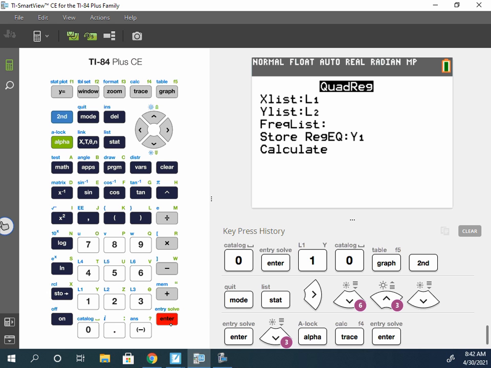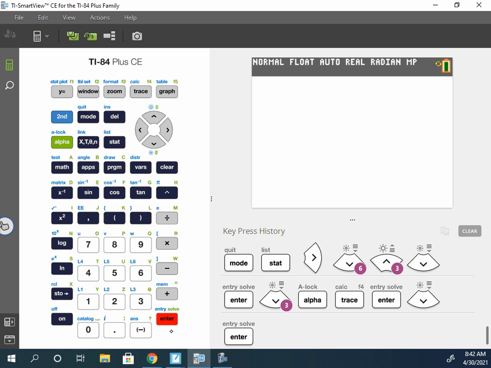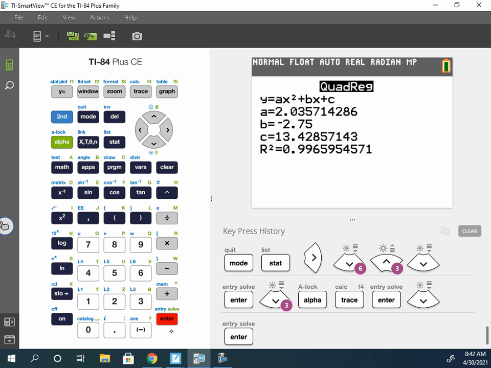What this is telling it is that, one, it's a quadratic equation. It's going to find out what the equation is for a, b, and c for our ax squared plus bx plus c. And then we said stored in Y1. So where we graph where it says Y1, it'll put the equation that it finds in Y1. Okay? Go down to the very bottom at calculate, tell it to calculate it. And we get this here, yes?